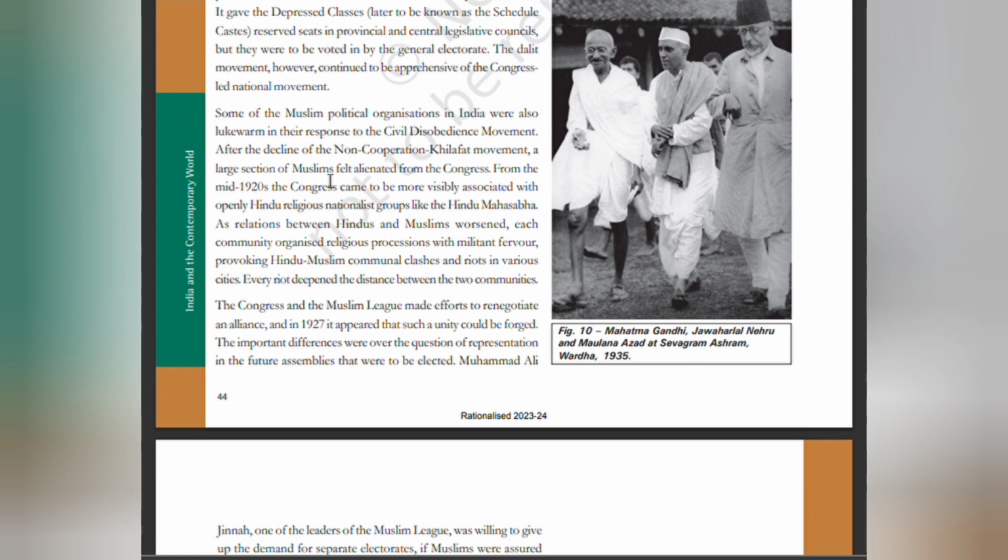From the mid-1920s, the Congress came to be more visibly associated with openly Hindu religious nationalist groups like the Hindu Mahasabha. As relations between Hindus and Muslims worsened, each community organized religious processions with militant fervor, provoking Hindu-Muslim communal clashes and riots in various cities. Every riot deepened the distance between the two communities. The Congress and the Muslim League made efforts to renegotiate an alliance, and by 1927 it appeared that such a unity could be forged.